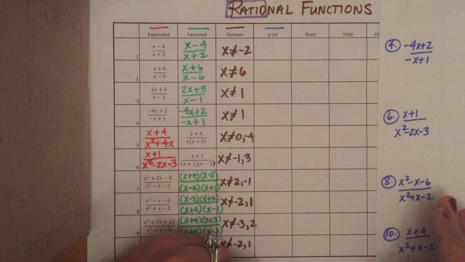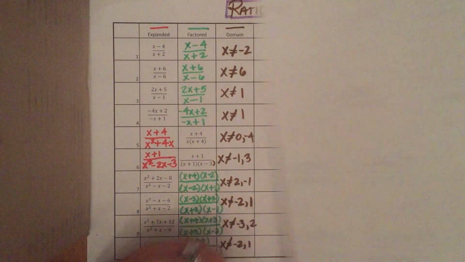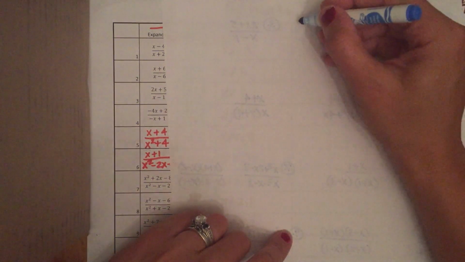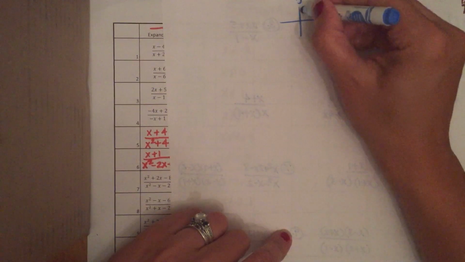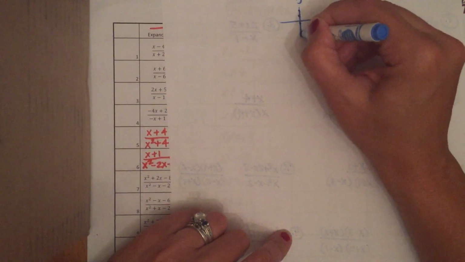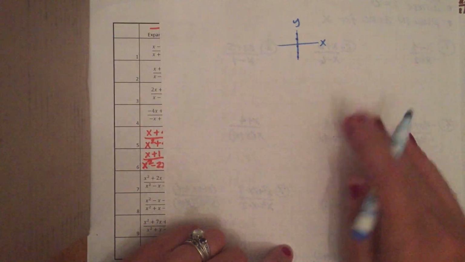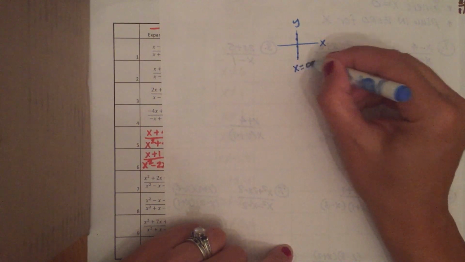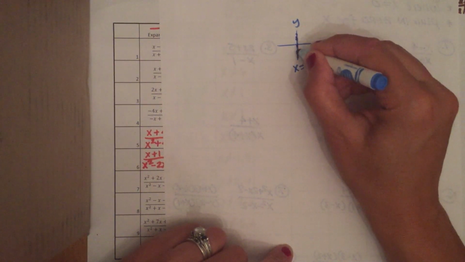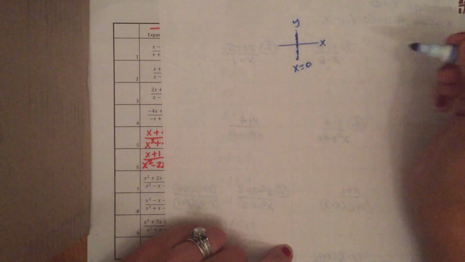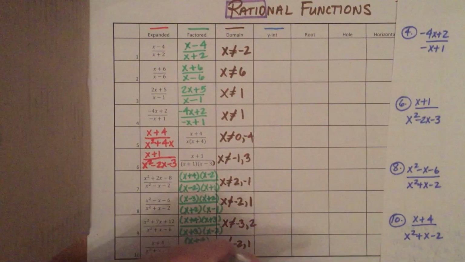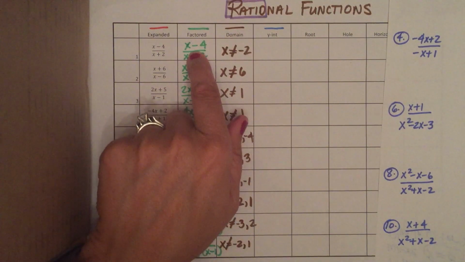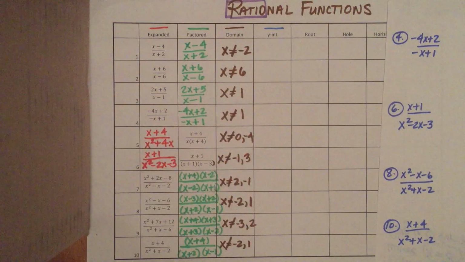Remember the y-axis on a graph. You've got your x-axis and your y-axis. Any points that are on this y-axis here have an x-coordinate of 0. So any y-intercept that's on the y-axis will have an x-coordinate of 0. So what we're going to do is plug in 0 for x and see what we get for y.